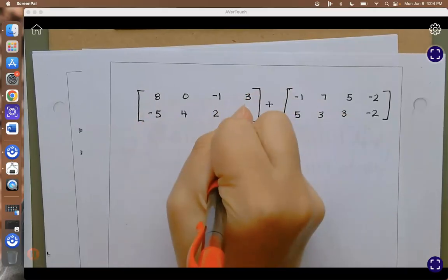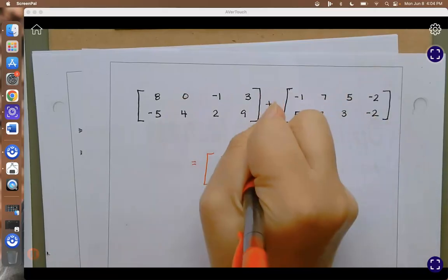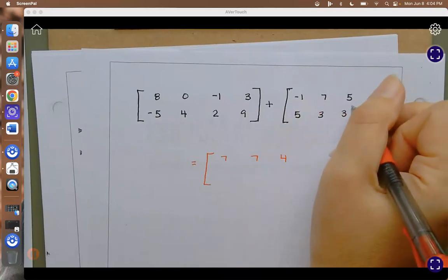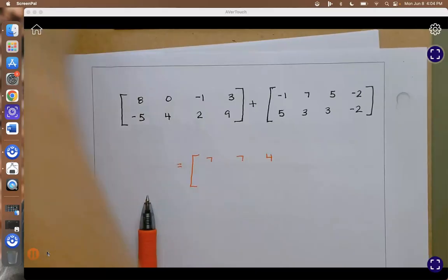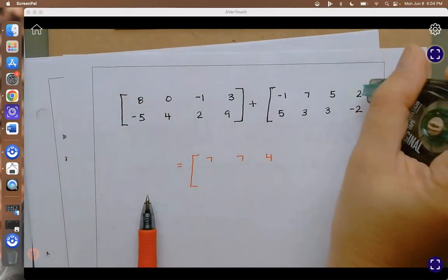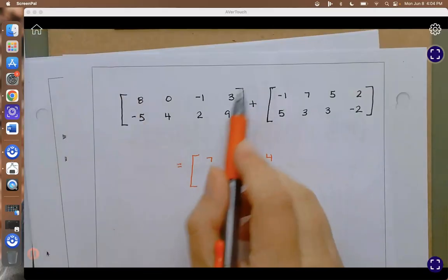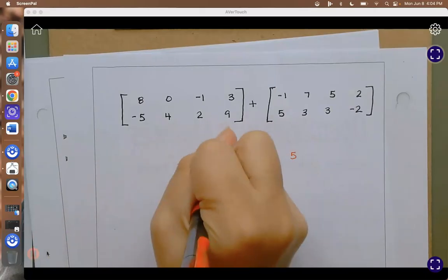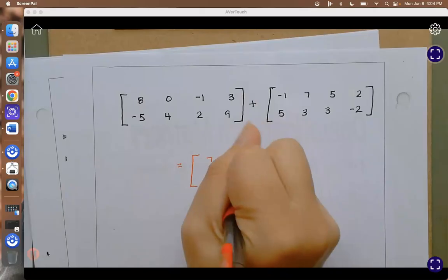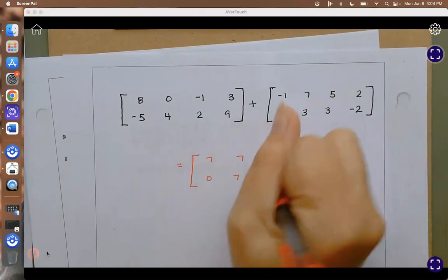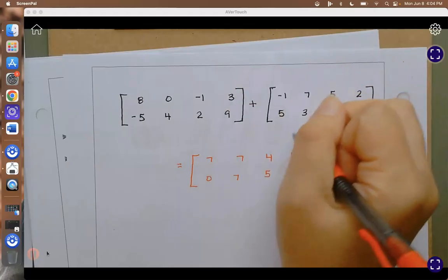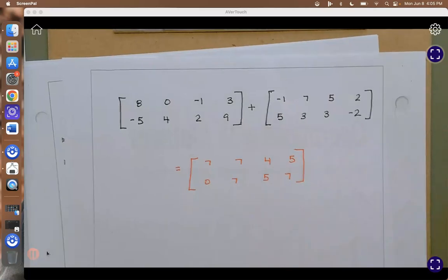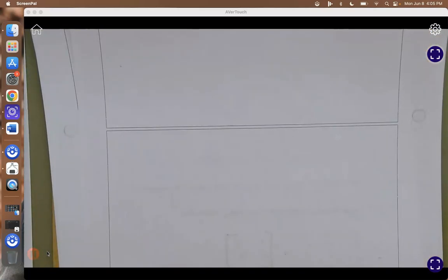8 and -1 is 7, 0 and 7 is 7, -1 and 5 is 4, 3, and that should be a +2 right here. I did not copy that down right. Let's try that. I got a little excited. 3 and 2 is 5. -5 and 5 is 0. 4 and 3 is 7. 2 and 3 is 5. 9 and -2 is 7. Easy peasy.